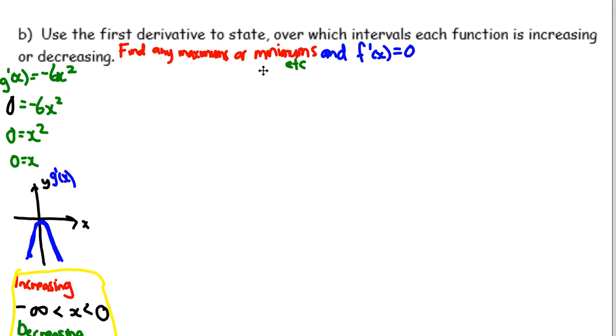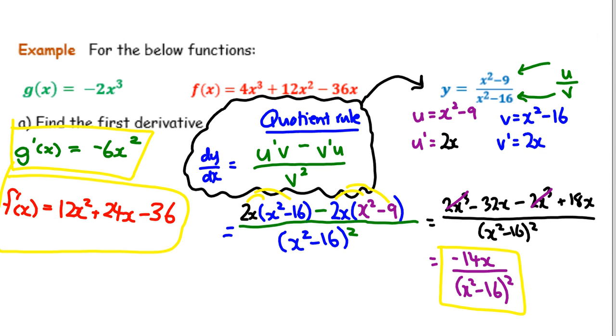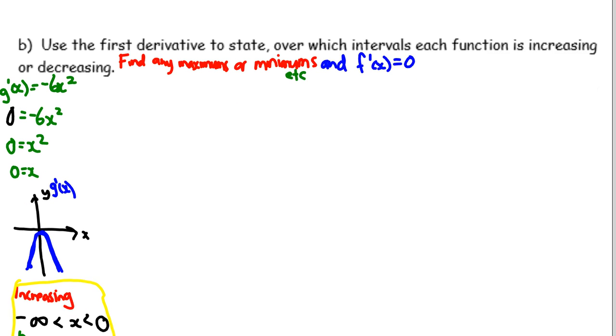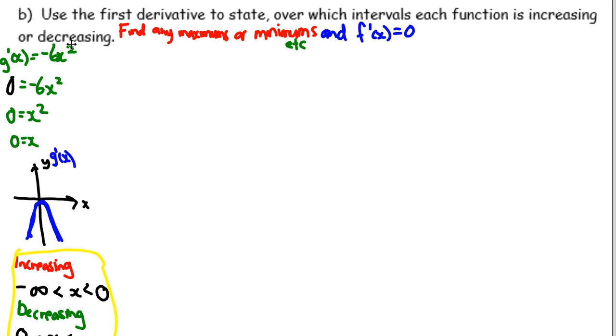So the first function, remember, was y equals negative 2x cubed. Its first derivative, you found it to be negative 6x squared. So what we do is we set the derivative equal to 0, because at a maximum or a minimum or a POI, point of inflection, the derivative is 0. So we sub in 0 for the derivative and solve for x.